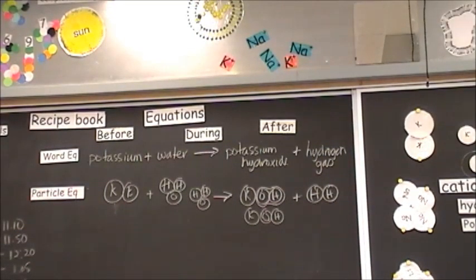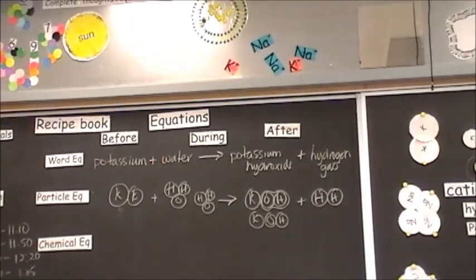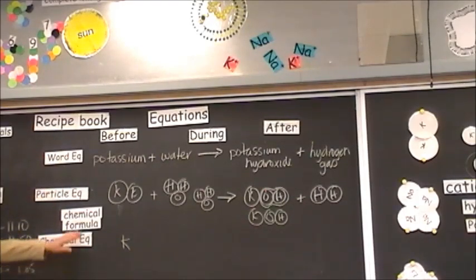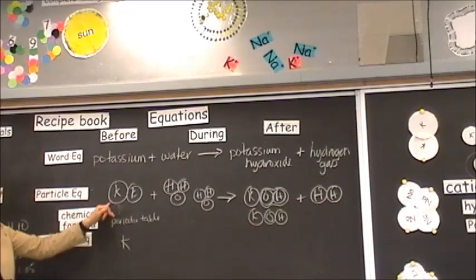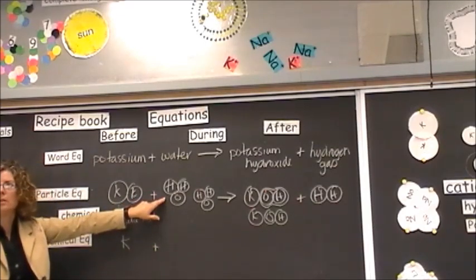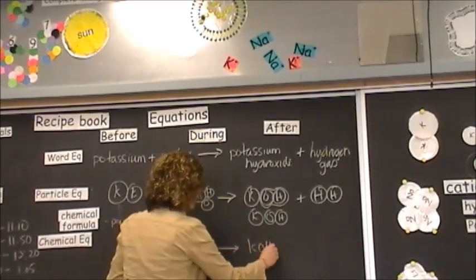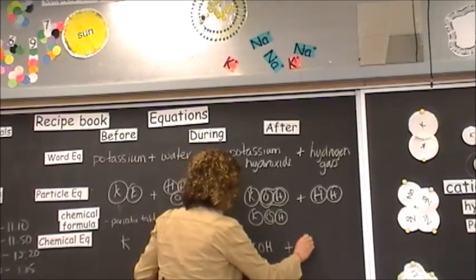The next part of the story is our chemical equation. And this is when we get into things that are called chemical formula. The chemical formula for potassium is K. I'm going to my periodic table now, looking at the symbol for potassium, plus the chemical formula of water, which is H2O, gives us the chemical formula of potassium hydroxide, KOH. What's really cool about this is it's looking awful similar to our particle picture. But this changes. What's the chemical formula of hydrogen gas? H2.